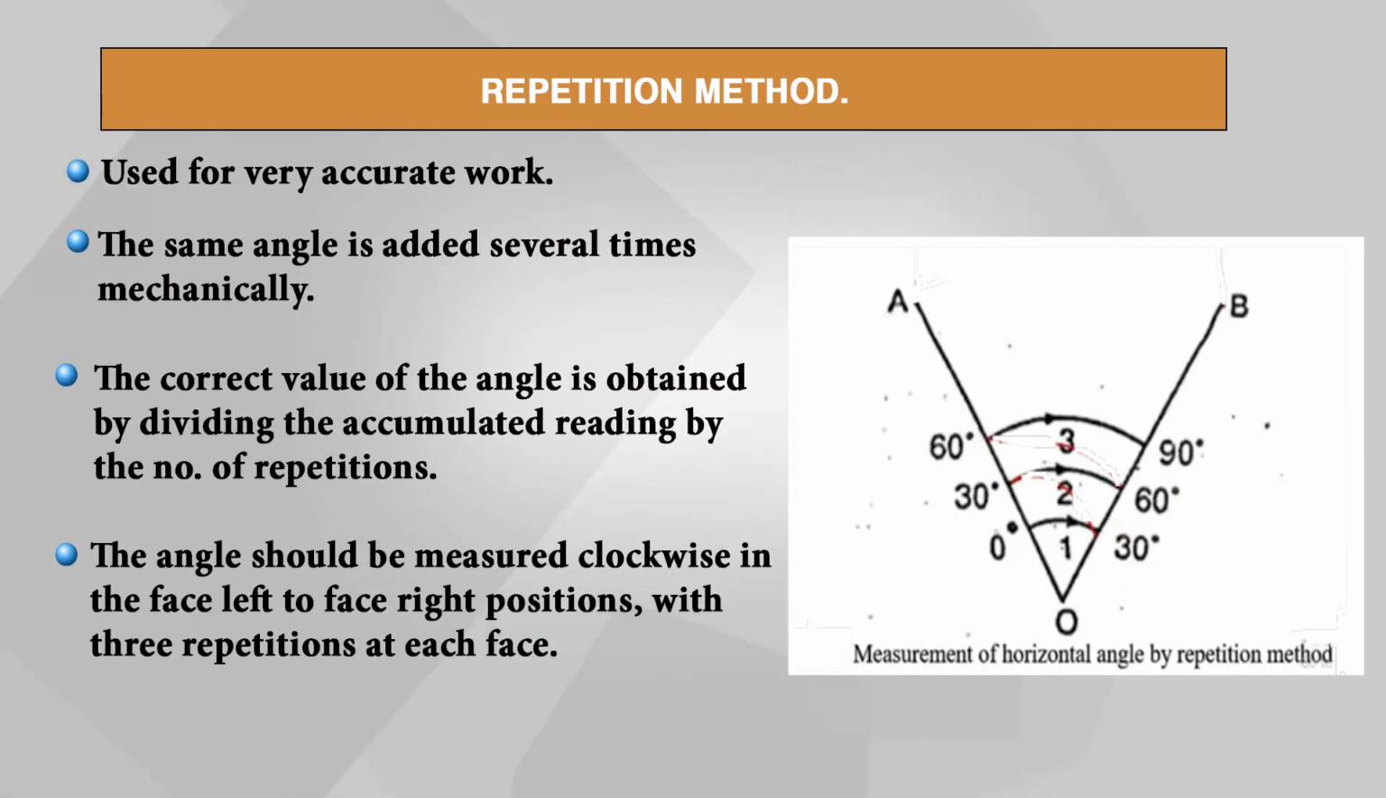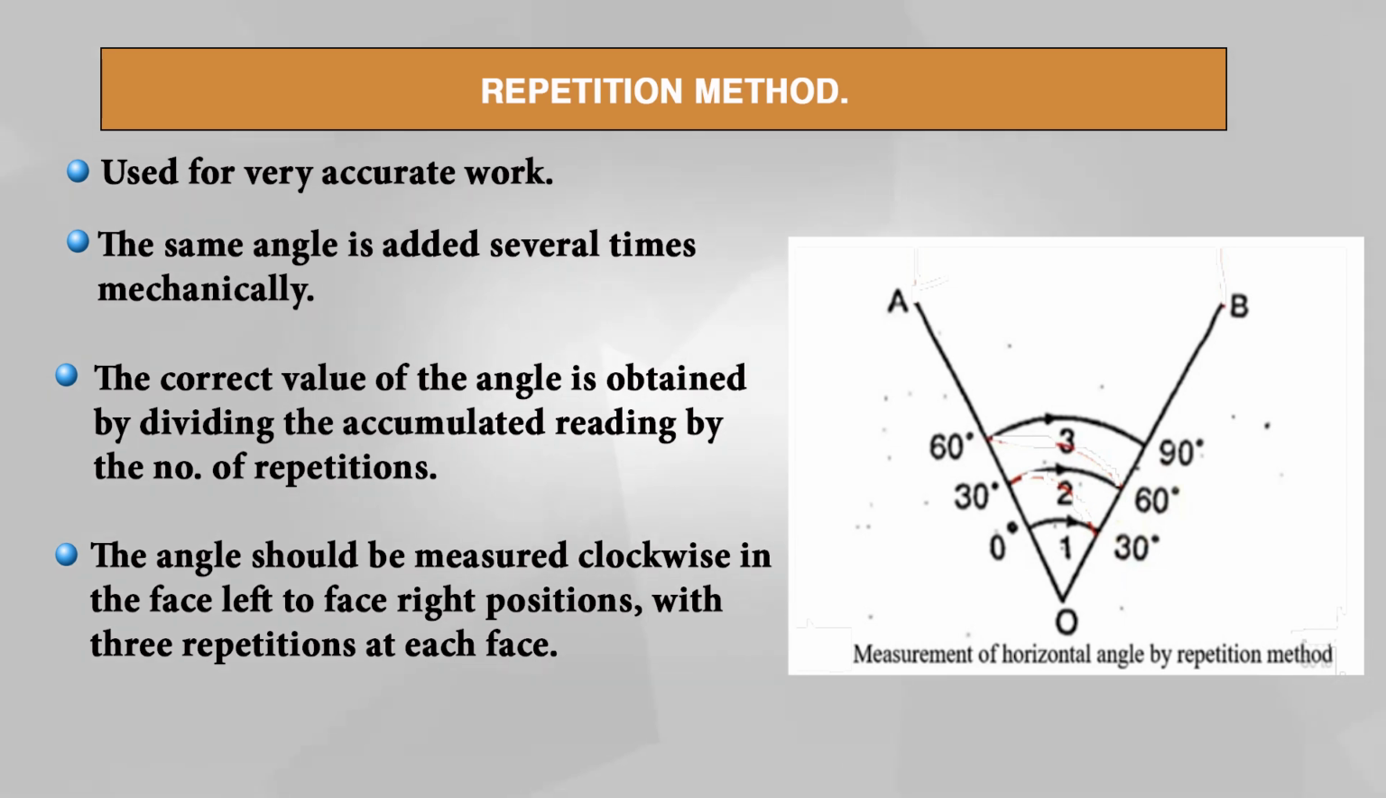The repetition method is adopted when we are doing accurate work. As the name suggests, the same angle is measured repeatedly. In this method, the same angle is added several times mechanically, and we measure the angle AOB. Suppose we are at any station O and we are interested in measuring angle AOB between two survey lines OA and OB. We get the measure of the angle, say suppose 30 degrees.